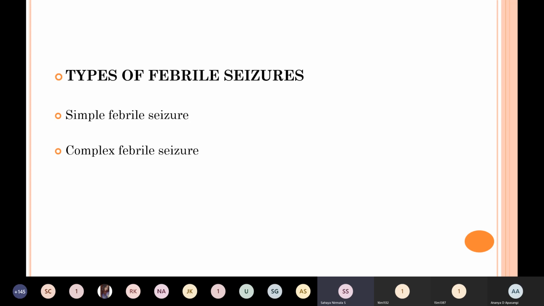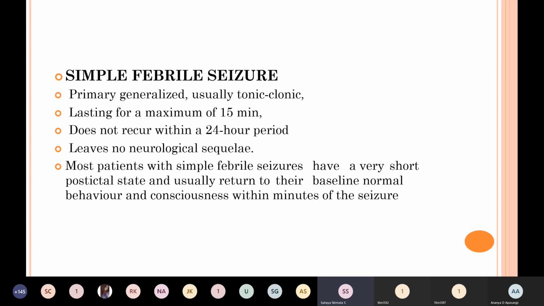So how do we classify febrile seizure? There are basically two types: simple febrile seizure and complex febrile seizure. When is a febrile seizure labeled as simple? If it is a generalized tonic-clonic seizure, not more than 15 minutes, and it does not recur within a 24-hour period and there is no neurological sequelae, then we call it a simple febrile seizure. So it should be generalized tonic-clonic, not more than 15 minutes, not recurring within a 24-hour period, and there are no neurodeficits after the seizure.